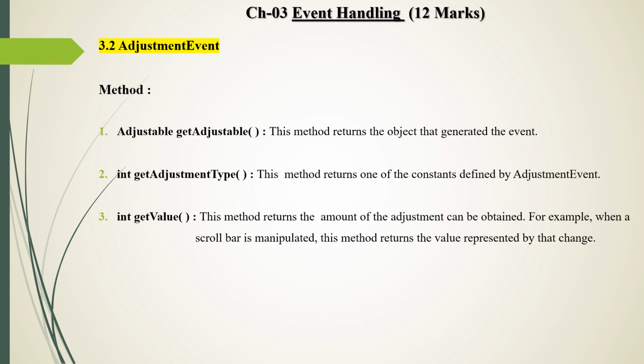Next one, integer get value. This method returns the integer value. This method does not have any parameter. This method returns the amount of adjustment that can be obtained. For example, when a scroll bar is manipulated, this method returns the value represented by that change.